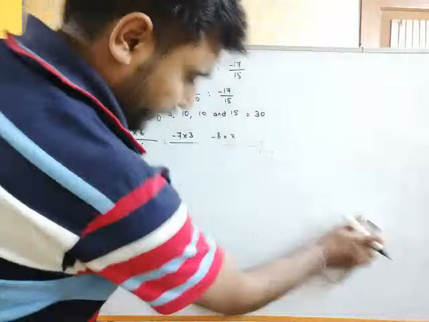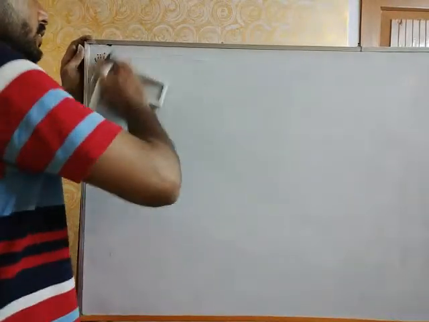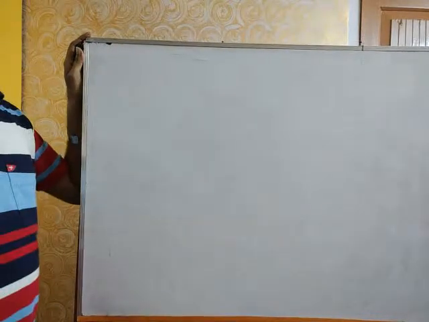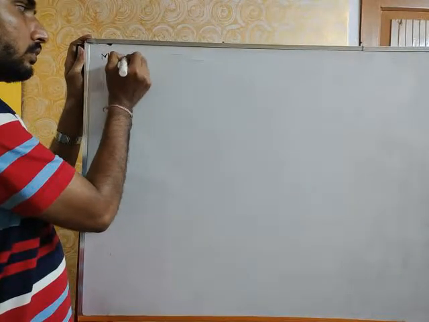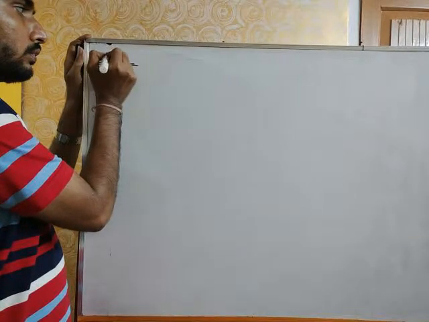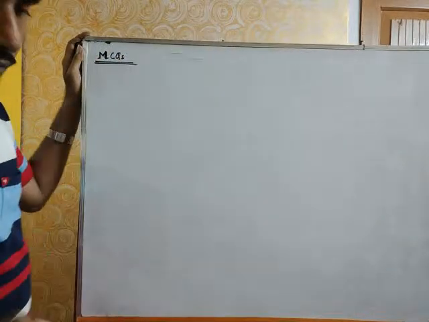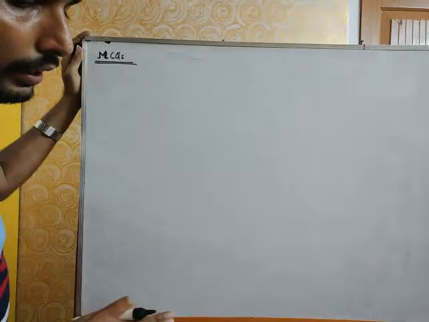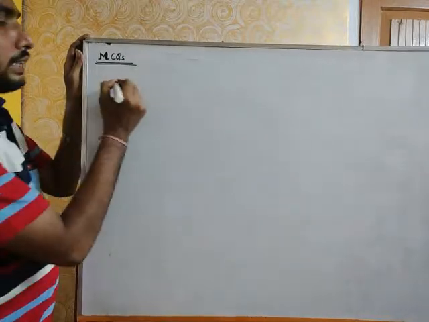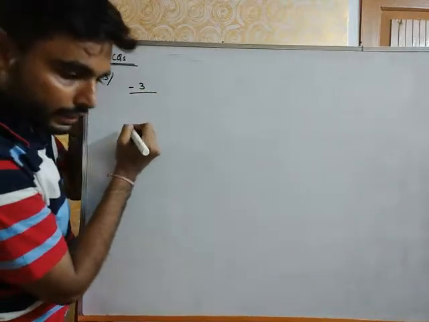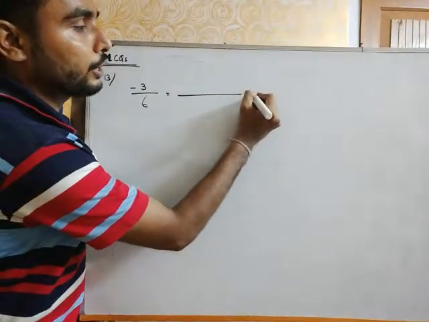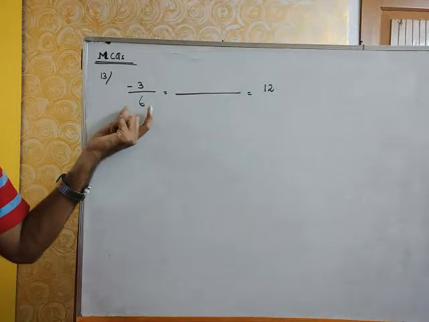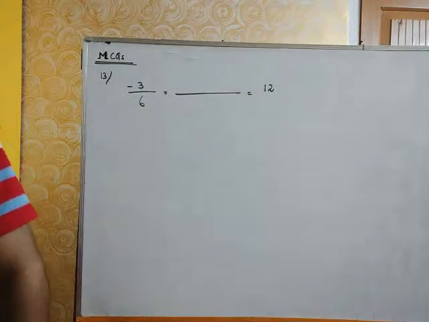Okay. Let's see MCQ number 13. This will be the last question for today's class. When minus 3 by 6 is written as a rational number with numerator 12, what is the rational number? The rational number is minus 3 by 6, and you need to make the numerator 12.